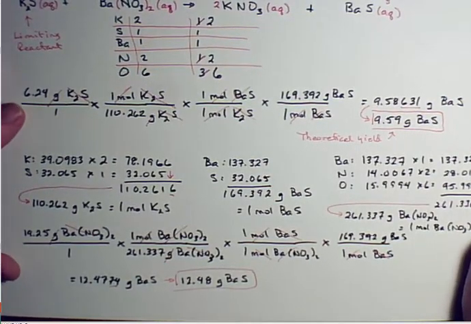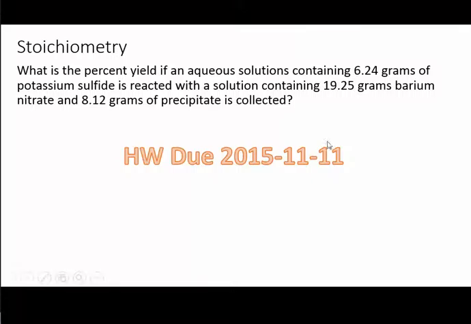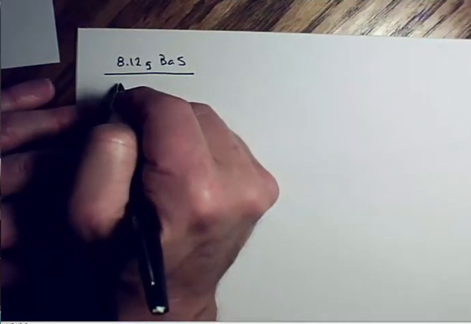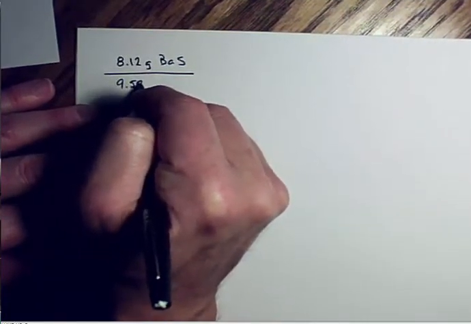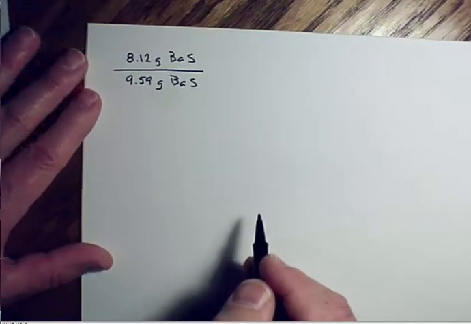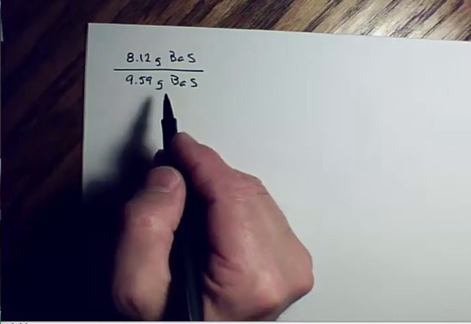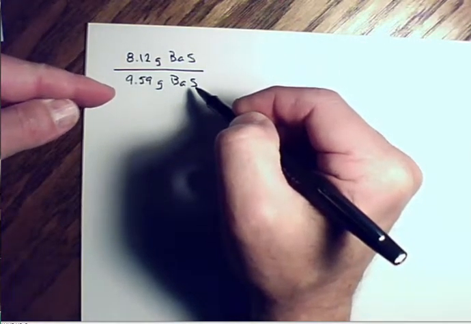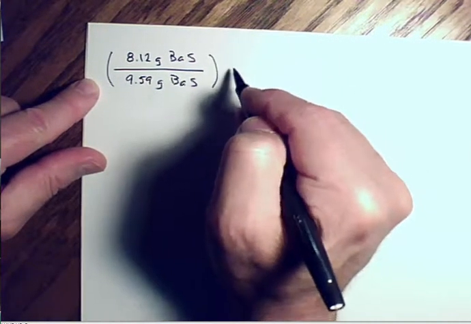Now that we have the theoretical yield, we're ready to calculate percent yield. So we go back to our problem now, and we see in the problem that 8.12 grams of barium sulfide was collected. So we're going to use that number and the theoretical yield to calculate percentage yield. And so we put that over the 9.59, which is our theoretical yield. So this is the actual yield. It's the amount actually collected. This is the theoretical yield. And percent yield is always actual over theoretical, and then times 100.